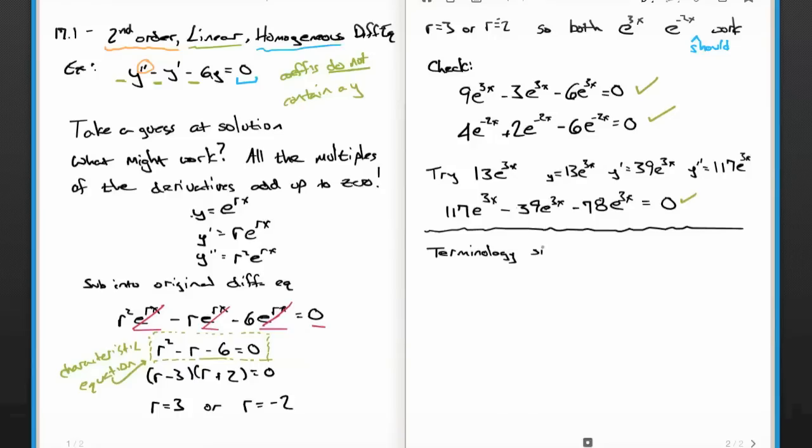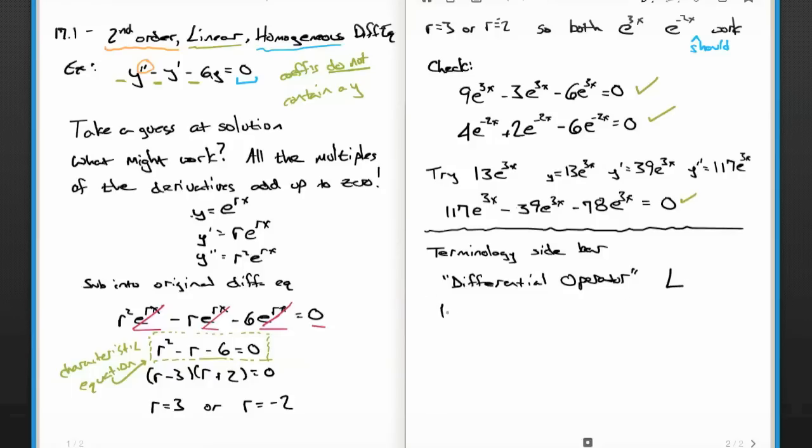A terminology sidebar. Okay, so I'm going to talk about this thing called a differential operator. And I'm going to just call it L, because this is going to save a lot of ink later on.